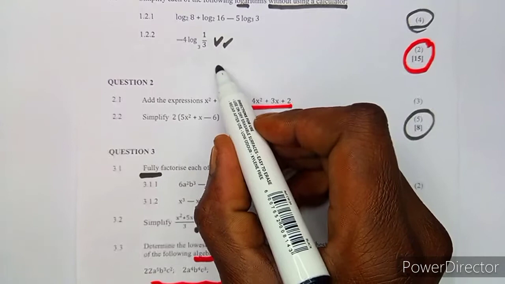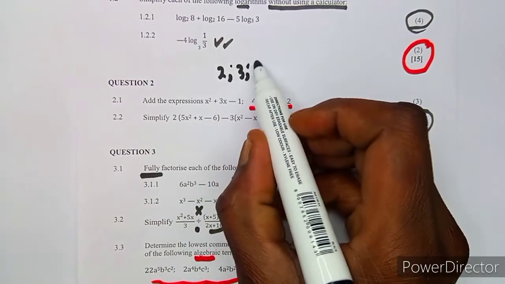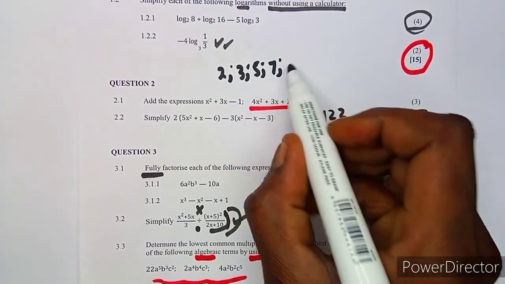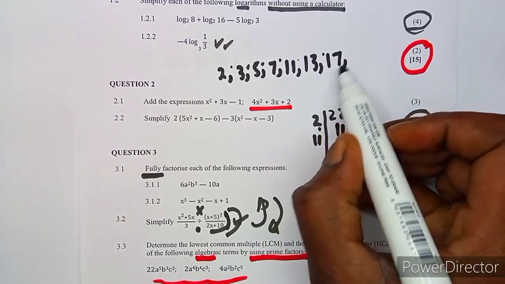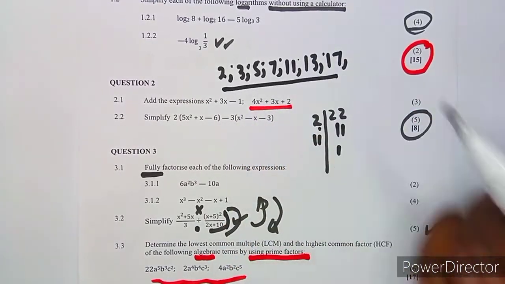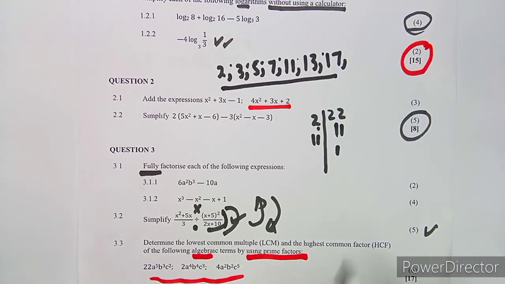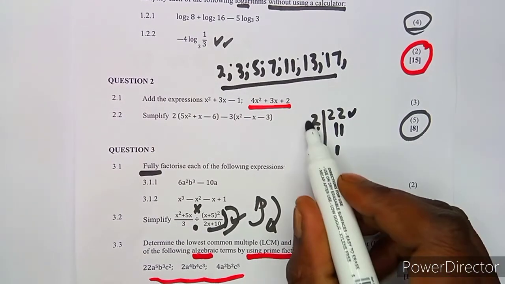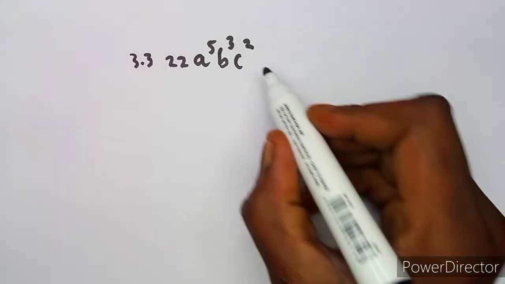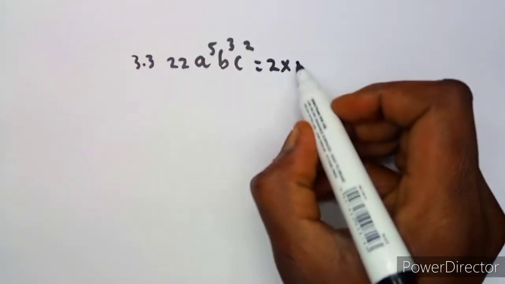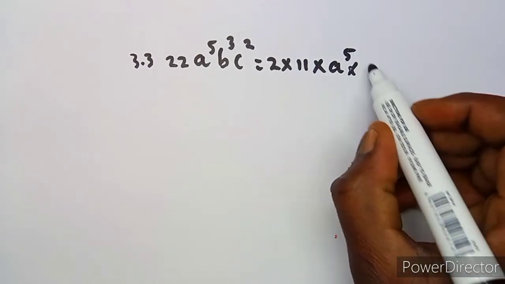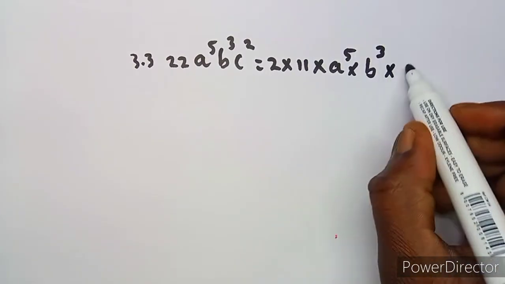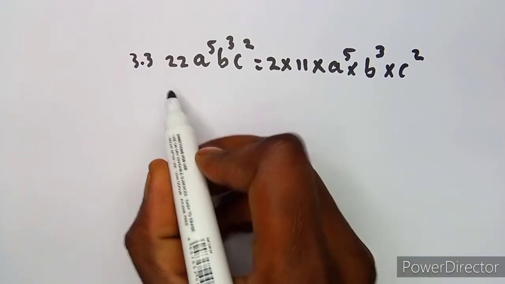Prime factors are numbers like 2, 3, 5, 7, 11, 13. These are the prime factors that you need to know, okay? So 22 is just 2 times 11. This is going to give us 2 times 11 times a to the exponent of 5 times b to the exponent of 3 times c to the exponent of 2. Just write this as it is.